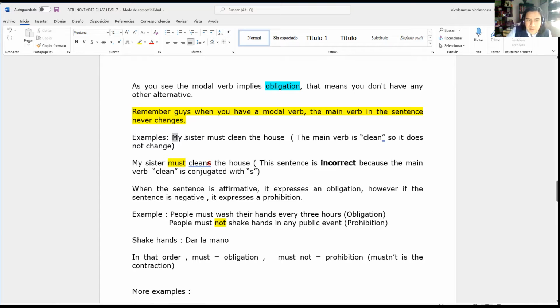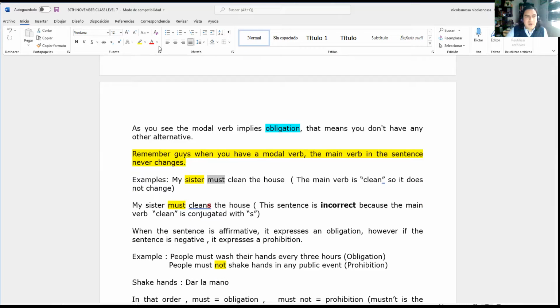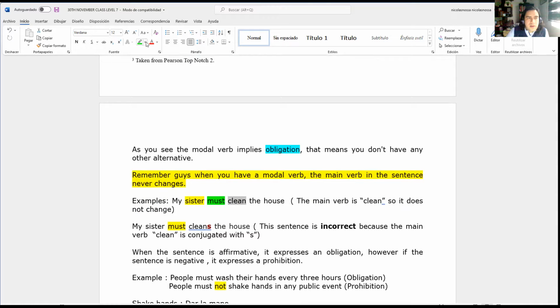Example. My sister, subject. So, sujeto. Must, ¿qué color lo ha colocado? A ver, must. Verbo, clean. And the complement, the house, ¿ok? My sister must clean the house. Esa sería mi oración. El verbo principal, pues, es clean, limpiar.